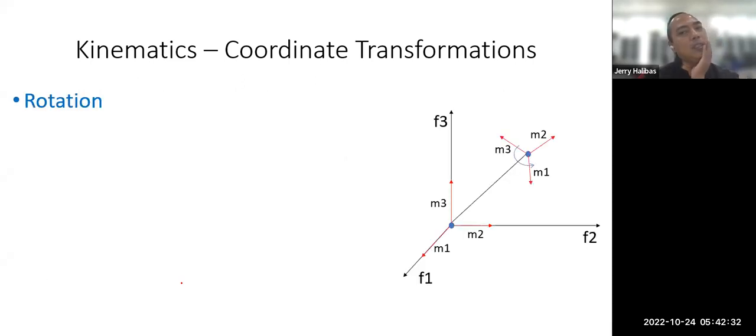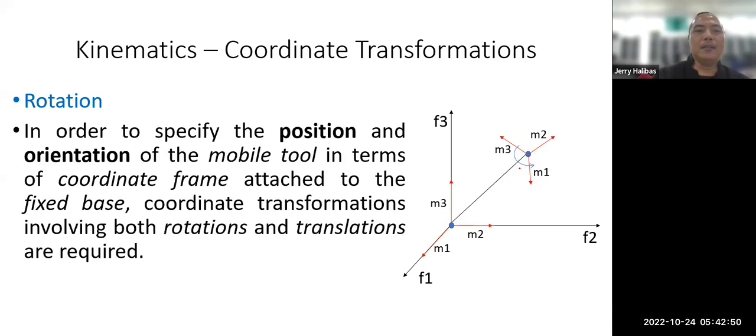Okay, so example, rotation. Nakabantay mo guys, kanang sa imuhang kanina example na mobile frame is wala siya sa origin sa imong fixed frame, so distansya siya. At the same time, it is being rotated, di ba? So in order to specify the position and the rotation of the mobile tool or katong giingon na TCP, the tool center point, in terms of the coordinate frame attached to the fixed base, na ito ang reference base, ito ang robot. Coordinate transformation involves both rotations and translations. Okay? Kinahanglan nato duha.